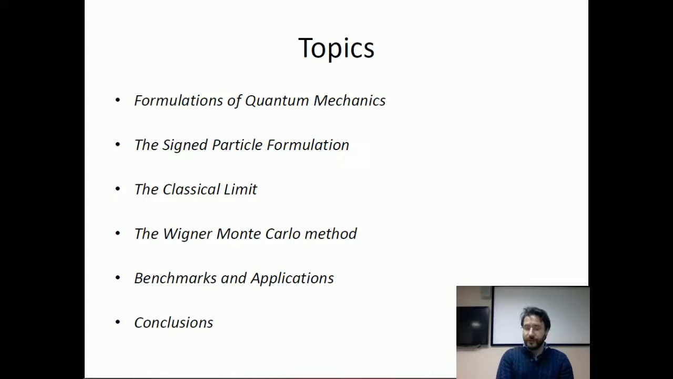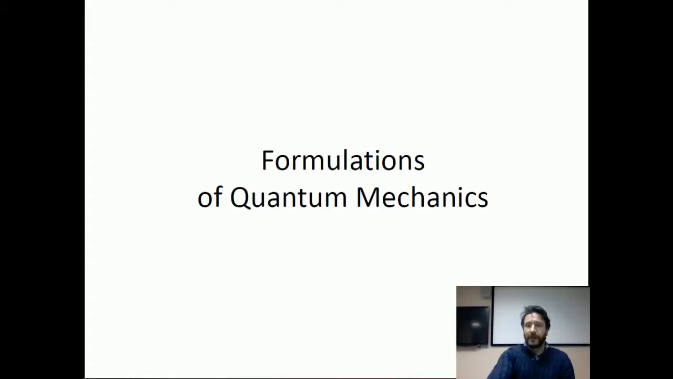We will then mention the Wigner Monte Carlo method based on signed particles, because this method is essentially a discretization of the signed particle formulation of quantum mechanics. So I would like to mention what the connections are between the formulation and the Monte Carlo method. And at the end we will see a little bit of benchmarks, because it's always good to see that the formulation works, so benchmarks are important. And we will conclude with some comments on the directions this formulation could take in the near future. So let's start from formulations of quantum mechanics.